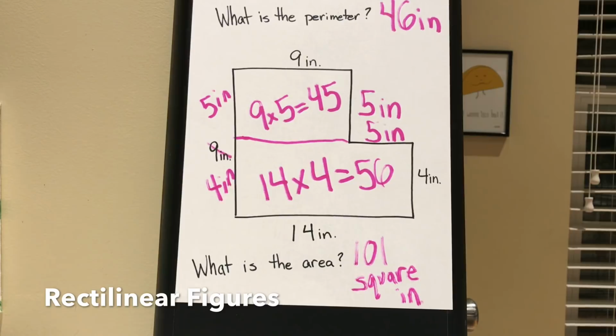Now it's your turn. Continue watching. There'll be one more rectilinear figure. I want you to find the perimeter and the area of that shape and look in the description of the video to check to see if your answer is correct.